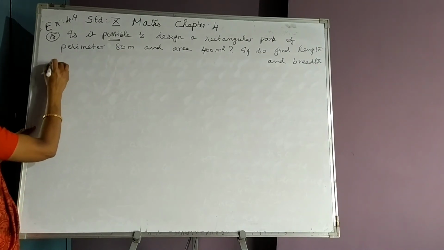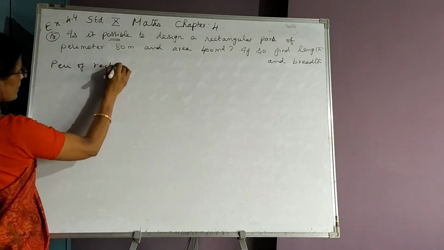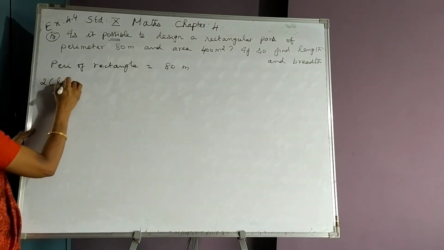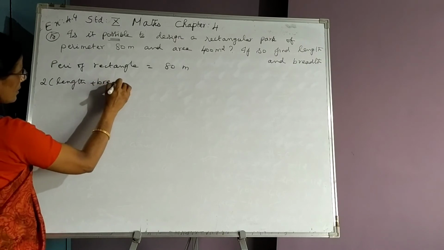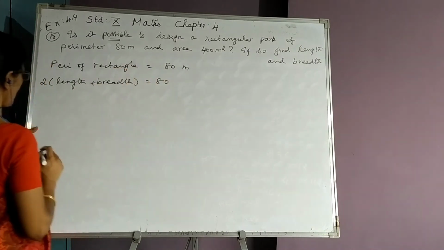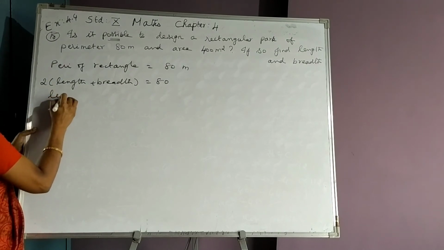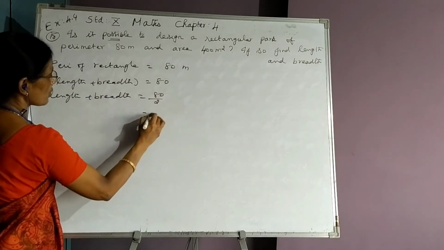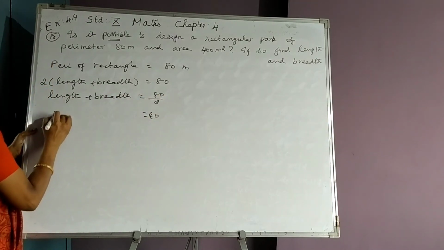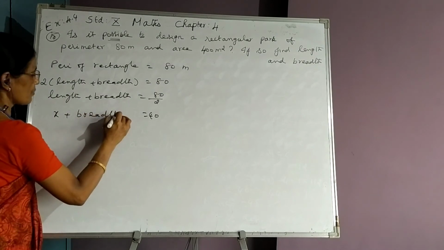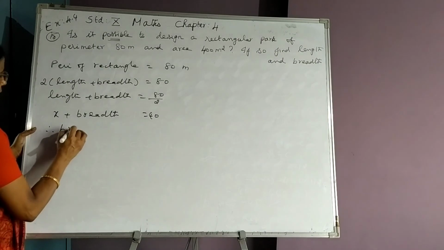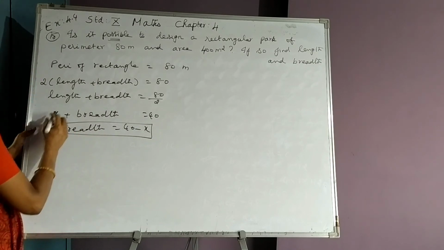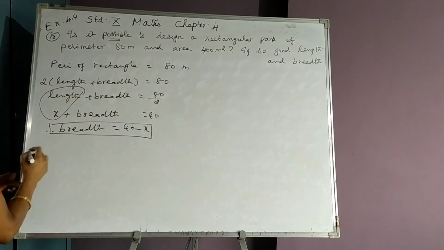The perimeter of the rectangle is given as 80 meters. We know perimeter is 2 into length plus breadth, which is equal to 80. Taking 2 to the other side, length plus breadth is 80 divided by 2, which is 40. I take the length as x. So, x plus breadth is equal to 40. Therefore, breadth is equal to 40 minus x, and length is equal to x.